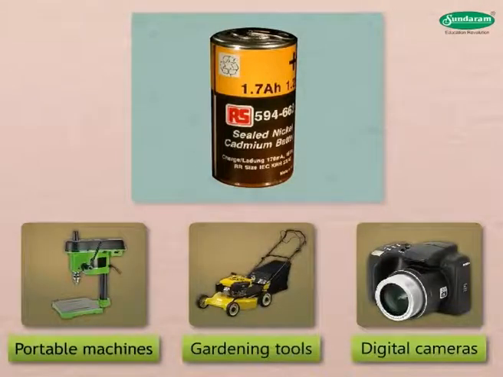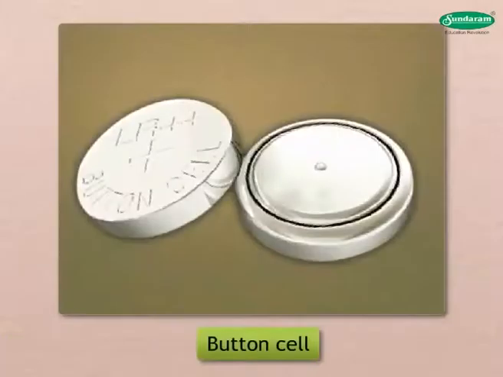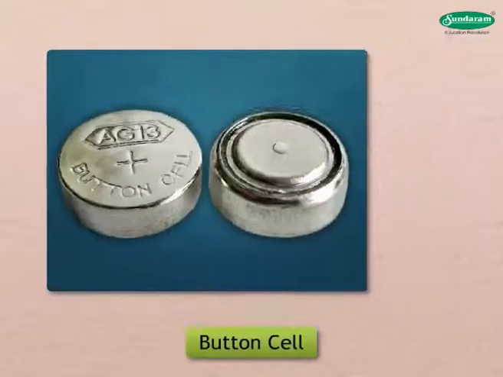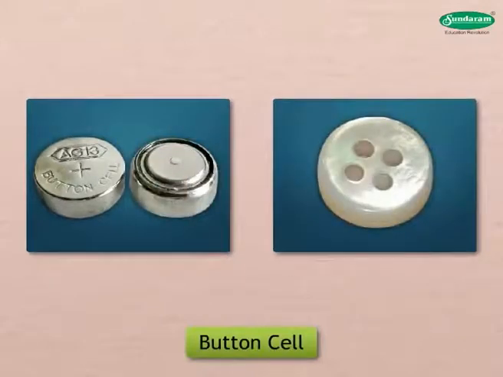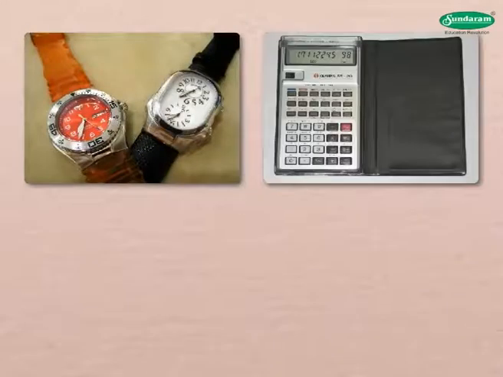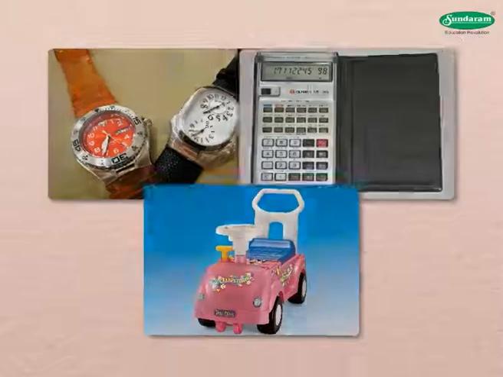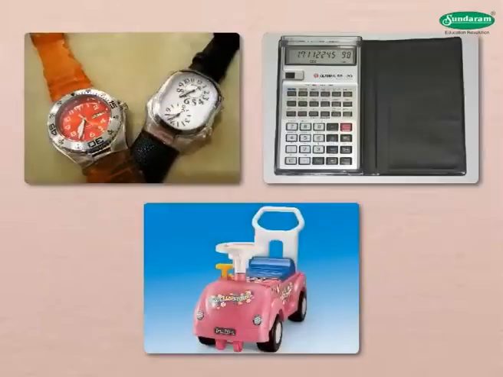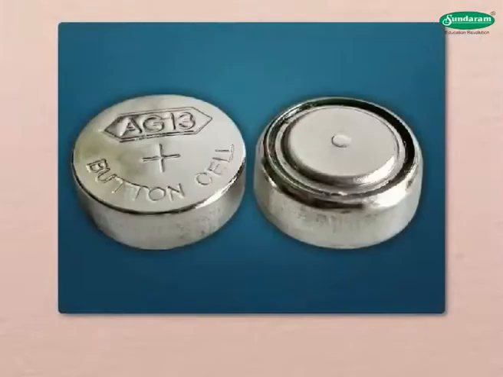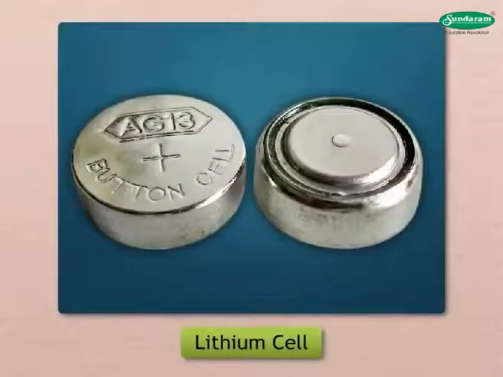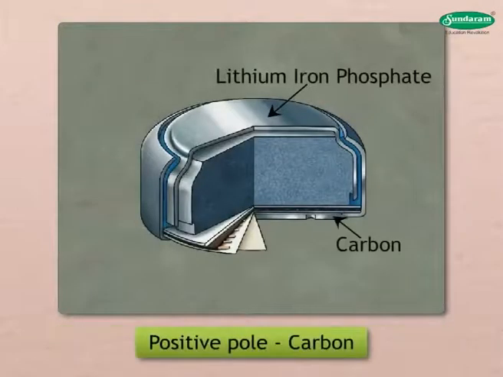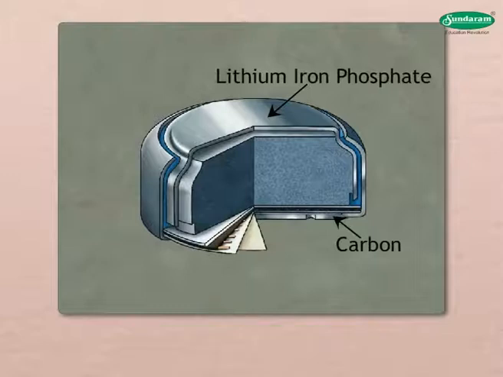Now we move on to the last cell, which is the button cell. As the name suggests, this cell is button-shaped. It is used in wristwatches, pocket calculators, toys, etc. The small size cells are used because of the limits of space in these devices. This cell is also known as the lithium cell. It has a negative pole of lithium iron phosphate and a positive pole of carbon. The space between the two poles is filled with a lithium salt.